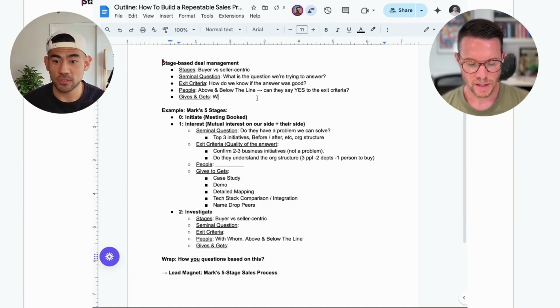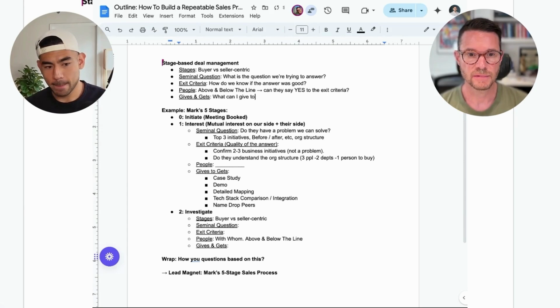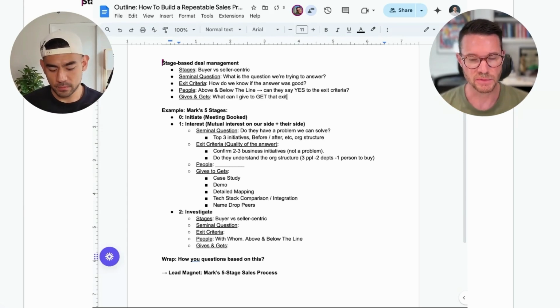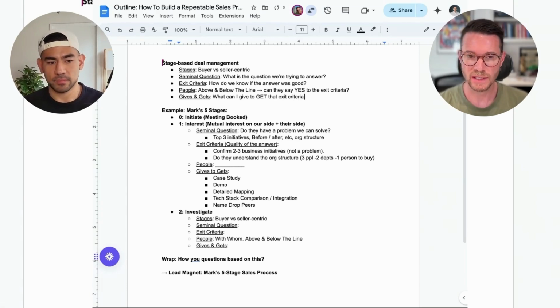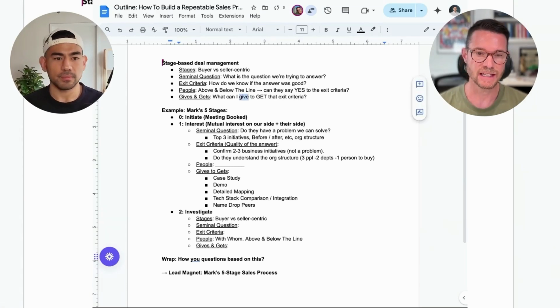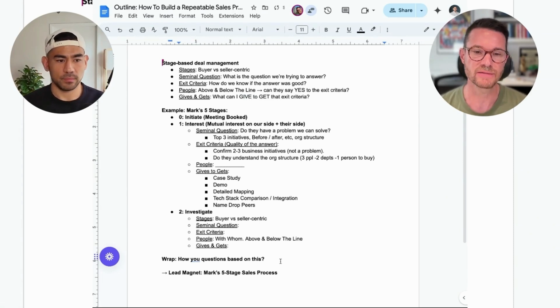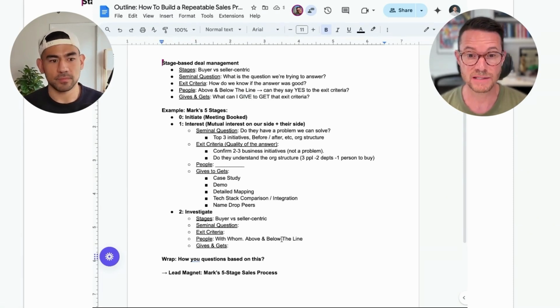So what is stage 2? The next stage, stage 2, is investigate. And think about this from a buyer's perspective. I now know that I'm interested in talking. Now I need to investigate and decide, is the problem I have actually big enough to solve? And the buyer must determine that, right?